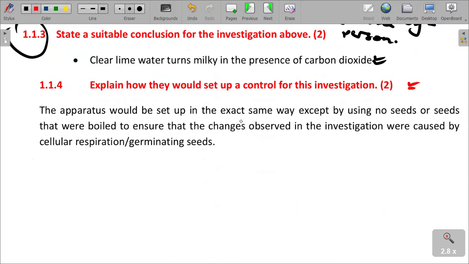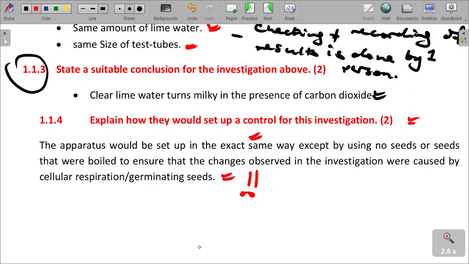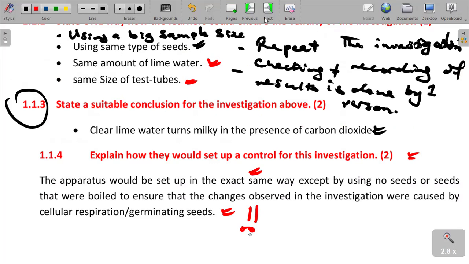The apparatus would be set up in the same exact way, by using no seeds or seeds that were boiled, to ensure that changes observed in the investigation were caused by cellular respiration of germinating seeds. That is one way it can be done. So a control of the investigation must be set up in order for us to compare the results, so that the results can be conclusively said to be due to the production of carbon dioxide rather than any other factors that might affect the experiment.